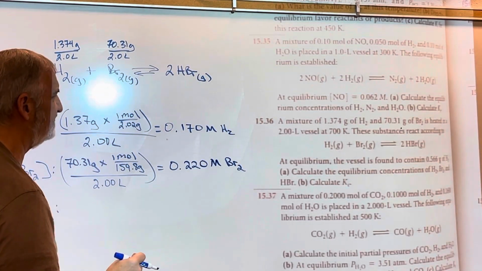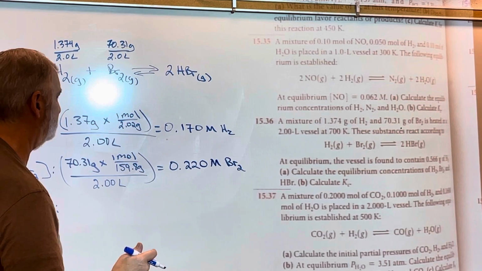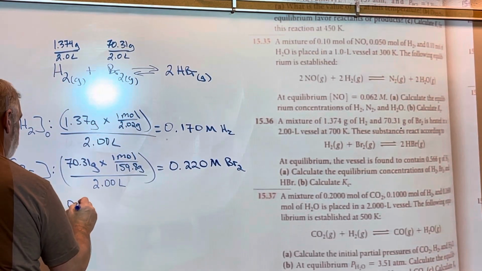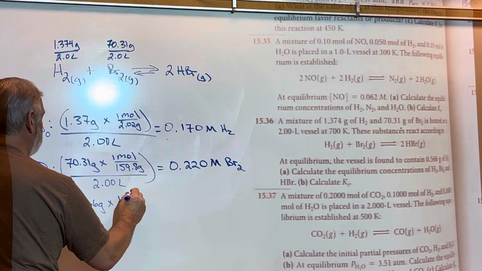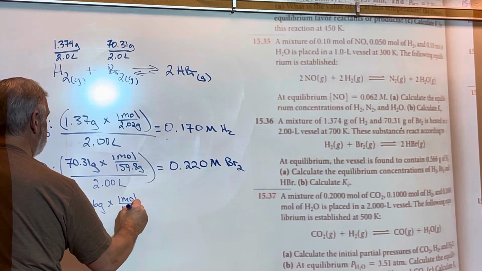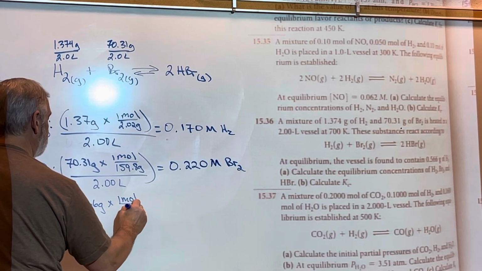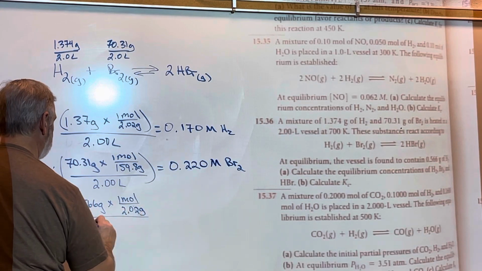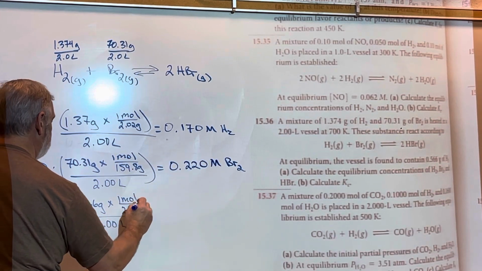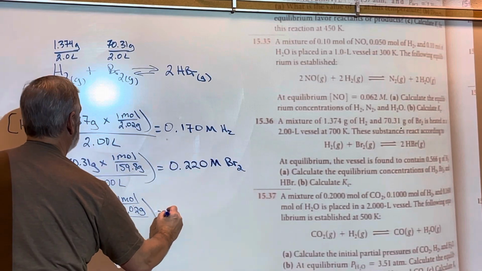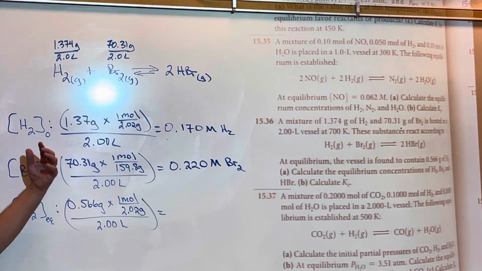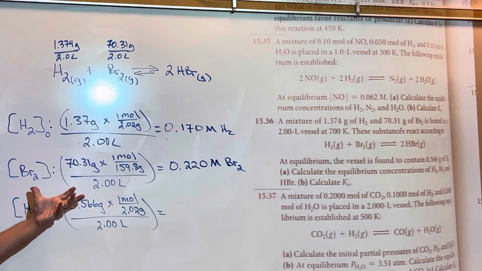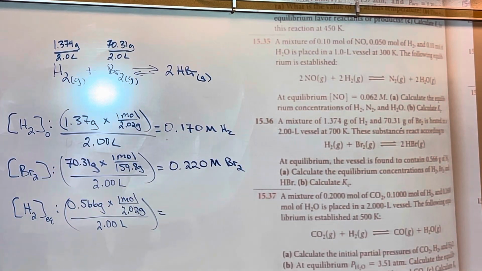What do we know? 0.566 grams of what? H2. Times 1 mole over the 2.02 grams, divided by still 2 liters. I mean, you can subtract the difference and just convert that. That's going to be your change, but I think it's easier just to do everything in terms of molarity.